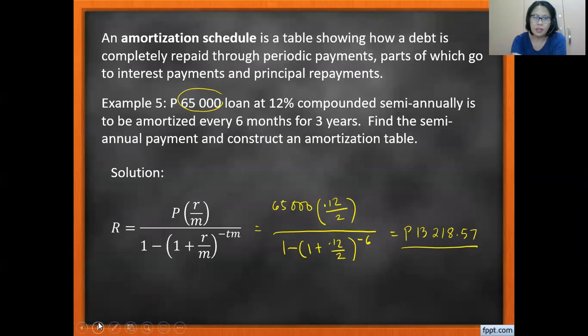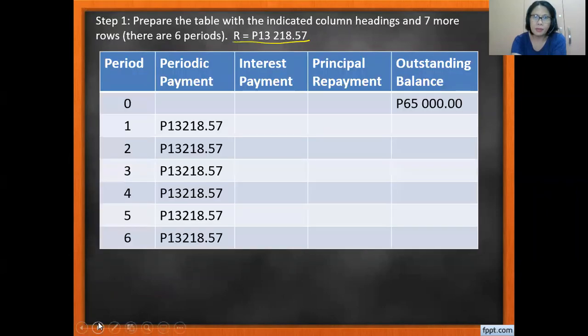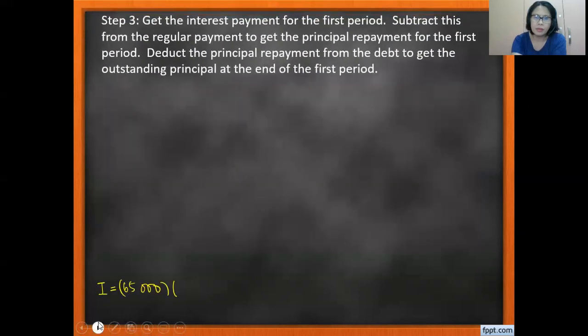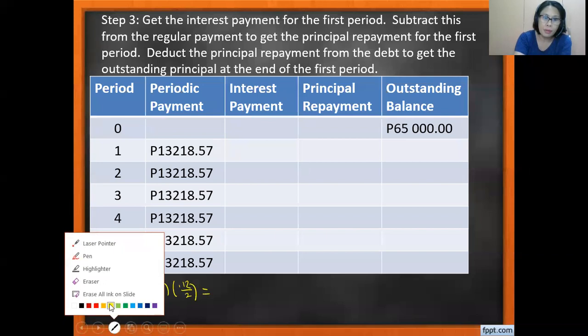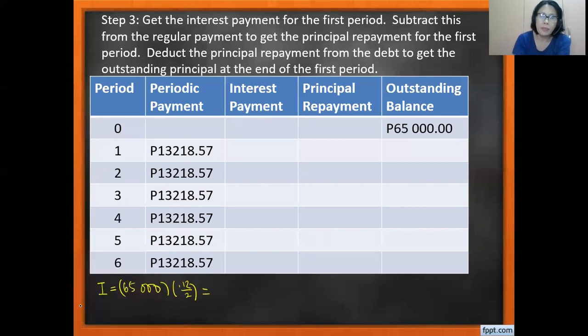The interest rate was 12%. So this is 0.12 divided by 2, or you may write 0.06. So 65,000 times 0.06 is 3,900. So that would be your first payment to the interest. So this is 3,900.